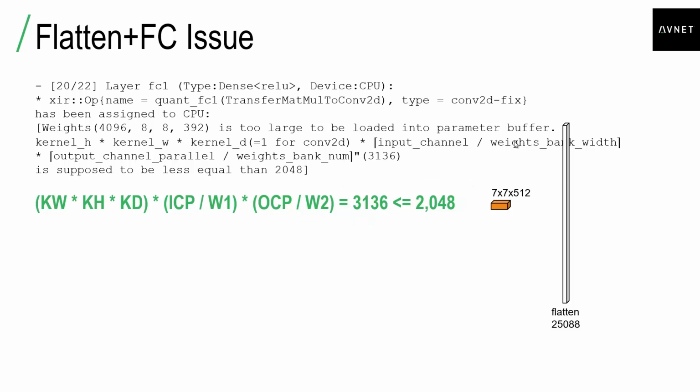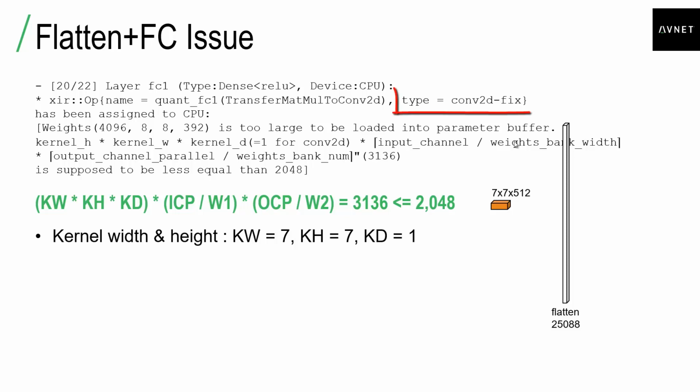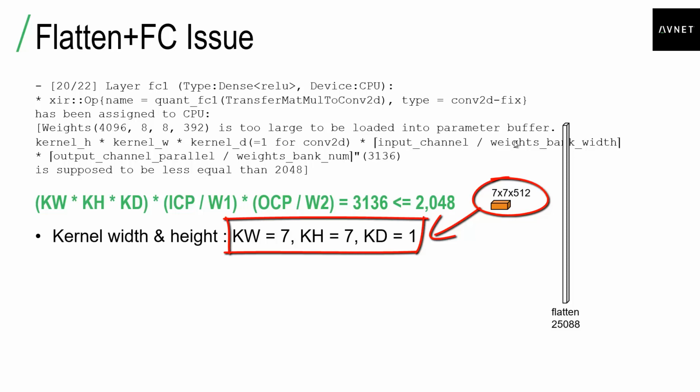So what does this mean? As we mentioned, we can see that our fully connected layer has been implemented as a 2D convolutional layer, and the kernel size corresponds to our 7x7 max pooling layer here. So the kernel width and height would be 7 and 7.